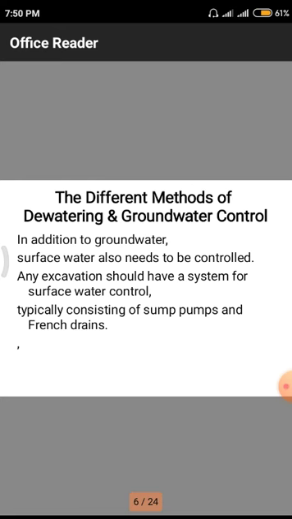That means we need to use some small scale excavations for the storage of water over the surface, not below the surface, typically consisting of sump pumps and French drains. These are some examples related to the flow of groundwater. Whenever we are controlling this water above the surface, automatically there will be no flow into the below surfaces. That means there will be no recharge to groundwater. Only the total water will be above the soil surface, and it will be used for different purposes.